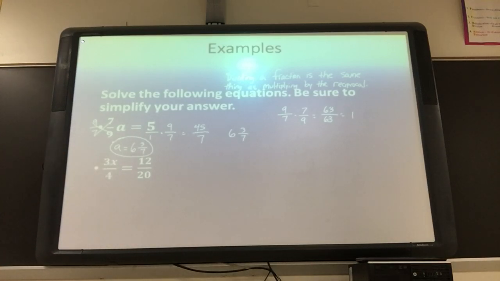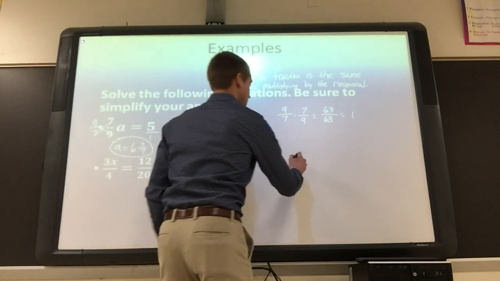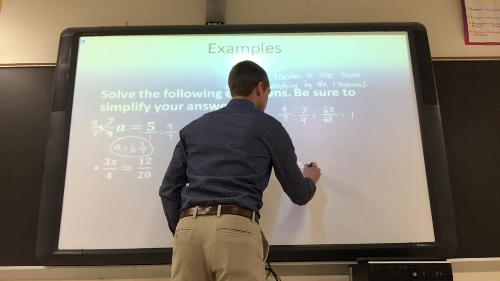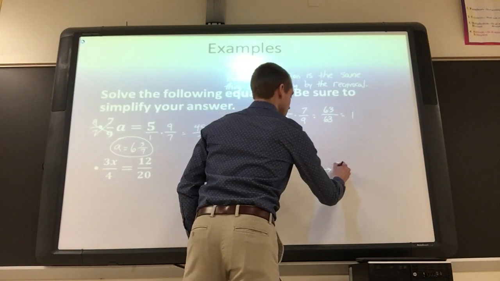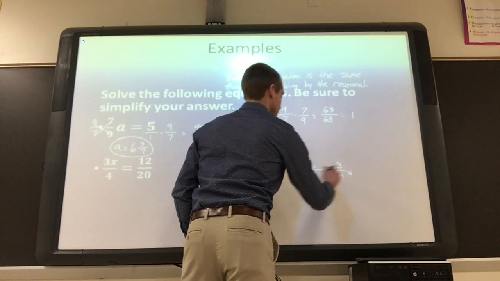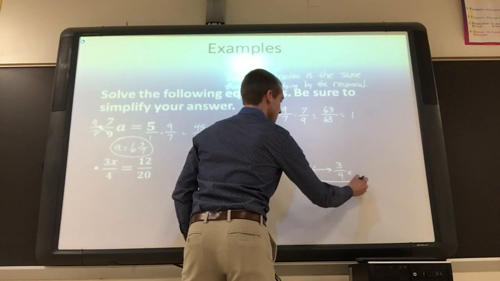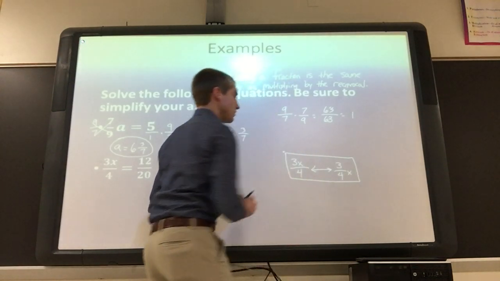Okay, so next thing that we'll look at is this next one. 3x/4 equals 12/20. Now, one thing that I want to show about this one first. You've got 3x/4. You might want to write this down as well. If I had 3x/4, that is the same thing as saying 3/4 x. So 3x/4 is the same thing as saying 3/4 x.